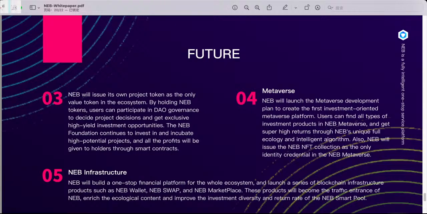Also the DeFi NEB will build their infrastructure. If they build their whole infrastructure, it means they will build the whole DeFi ecosystem, such as products like the NEB wallet, NEB swap, and also NEB marketplace. For the NEB marketplace, you guys can do transactions when you go to the marketplace. So it's very important for our investors to know their plans for the future.